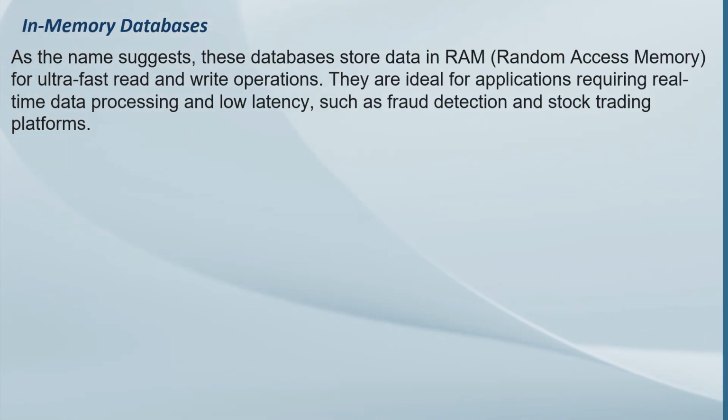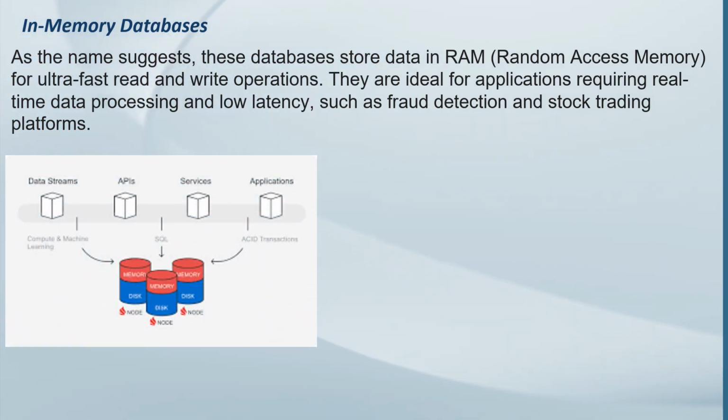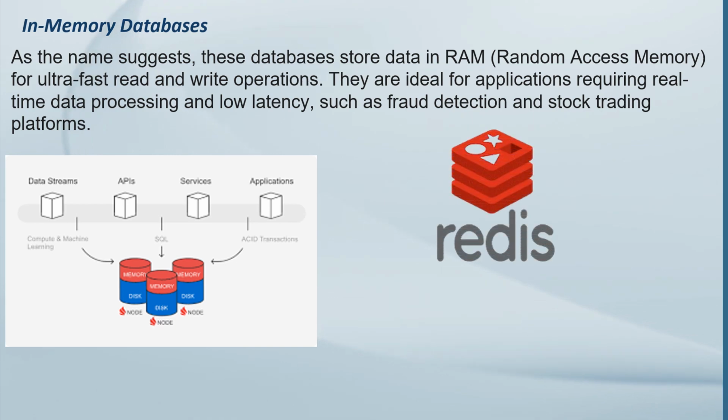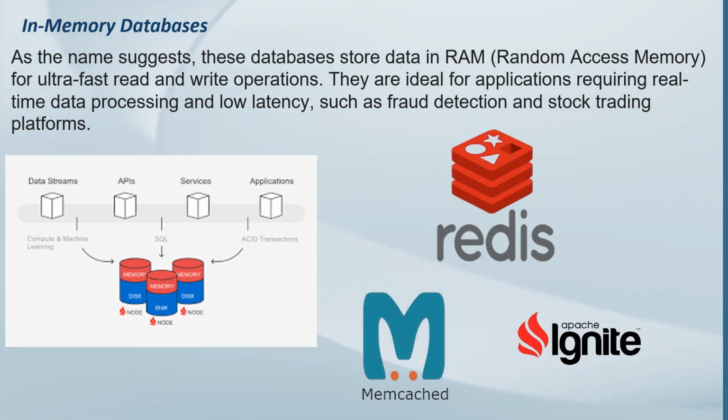In-memory databases. As the name suggests, these databases store data in RAM for ultra-fast read and write operations. They are ideal for applications requiring real-time data processing and low latency, such as fraud detection and stock trading platforms. They have extremely fast performance, suitable for real-time applications, and some examples are Redis, Memcached, Apache Ignite.